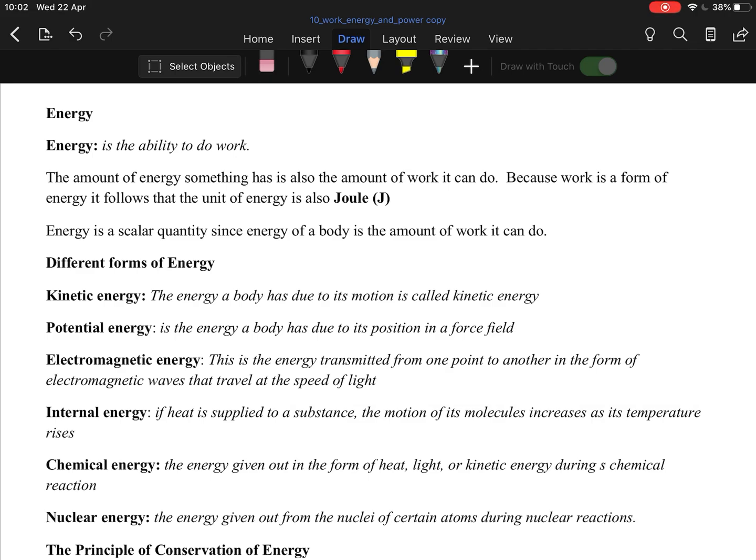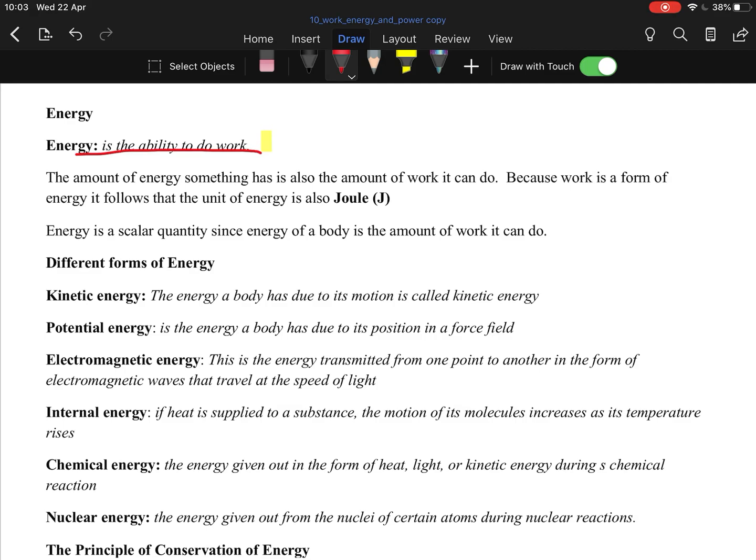All right. So energy. You've seen this before in junior cert. You've seen it now again. But basically, what is energy? Energy is the ability to do work. Okay. My highlighter doesn't seem to want to highlight. Fair enough. My tablet will do its own thing. Anyway. So energy is the ability to do work.